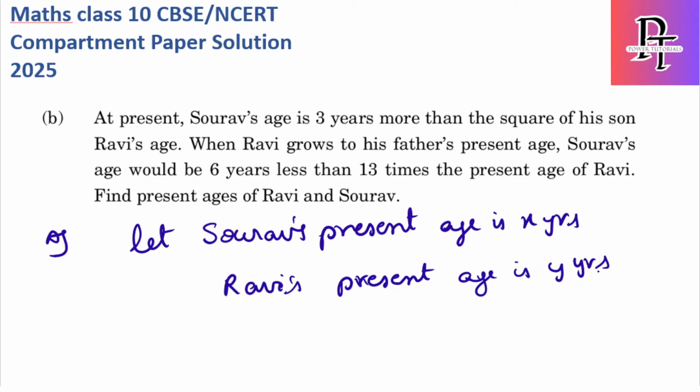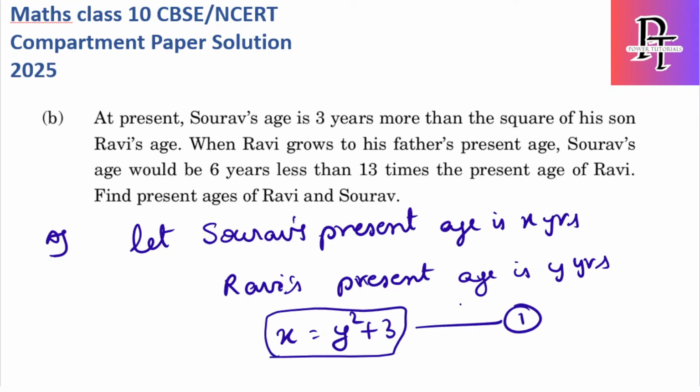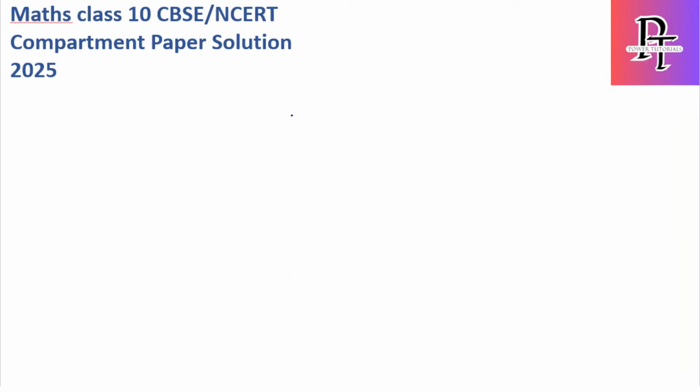Okay, what is the condition they have provided in the question? Saurav says his age is 3 more than the square of his son Ravi's age. So the first condition, x is equal to 3 more than the square of the son. So this is the first condition. Keep it as 1. Okay, now the second condition, when Ravi goes to his father's present age, Saurav's age will be 6 years less than 13 times the present age of Ravi. Okay, let me write it separately now. So we have two things, one is present age and one is in future.